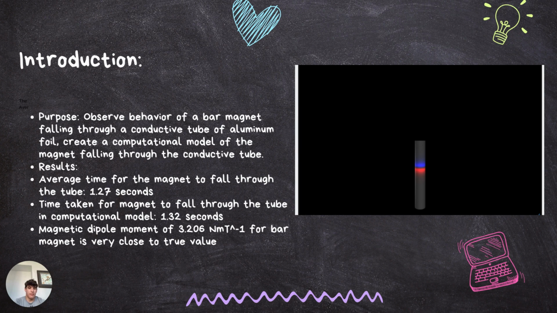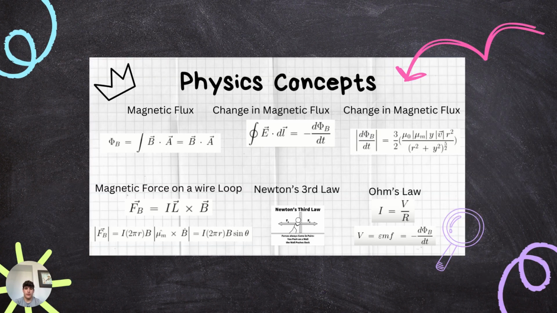The magnetic dipole moment of 3.206 Newton meters per Tesla for the bar magnet is very close to the true value. For the physics concepts in the experiment, the equations for magnetic flux, the relationship between change in magnetic flux and the integral of the non-Coulombic E field, magnetic force on a wire loop, Newton's third law, and Ohm's law were used. The equation for magnetic flux was used to calculate an expression for the flux through the conductive tube rings. The change in magnetic flux equation shown on the top right was used in the computational model to calculate change in flux due to the falling bar magnet.